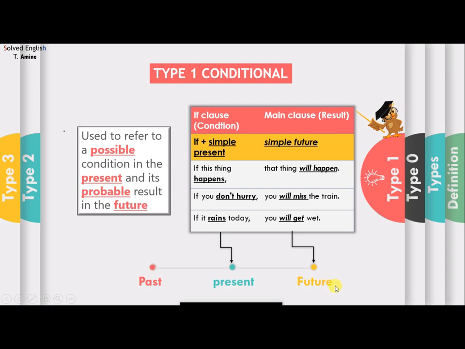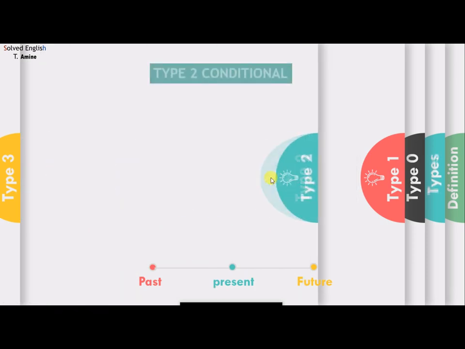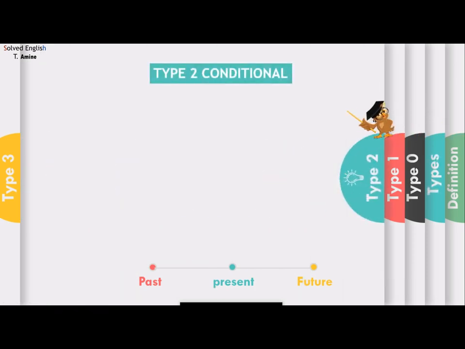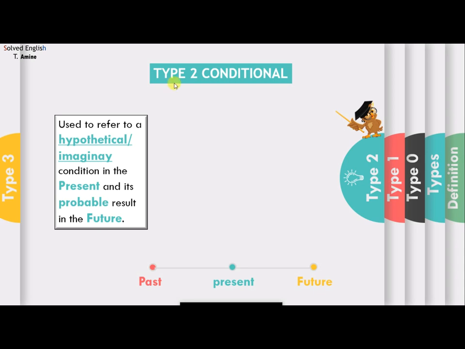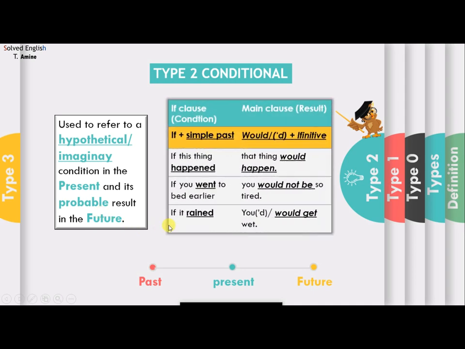Okay? So this is conditional type 1. We use if plus simple present in the if clause, and in the result clause we use the simple future. If this thing happens, that thing will happen. Then we have the conditional type 2, which is used to talk about an imaginary situation in the present and its result. To express conditional type 2, we use if plus a verb in the simple past.